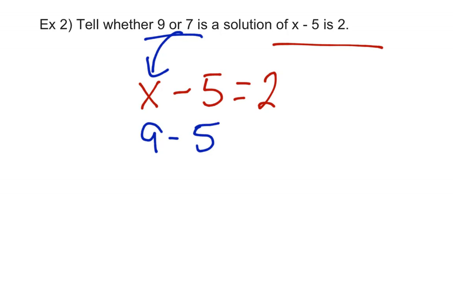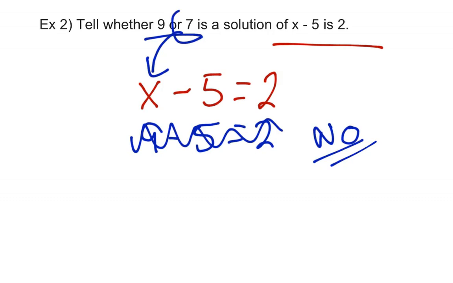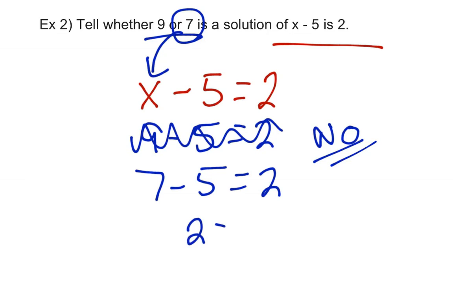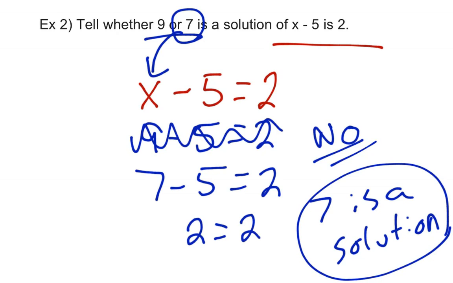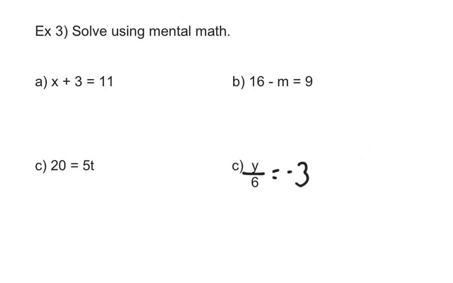And you say, well, what's 9 minus 5? Is that 2? Well, of course it's not, because 9 minus 5 should be 4. So we know that that one doesn't work. Then let's take the 7 and plug it in. So 7 minus 5 equals 2. Well, sure, 7 minus 5 is 2, so we would say that 7 is a solution. We're simply saying which one works. So if they give you an equation and they give you choices like this, that's even easier. They give you the choice, 9 or 7. Well, of course you can figure that out. 7's the one that works. That's the solution.